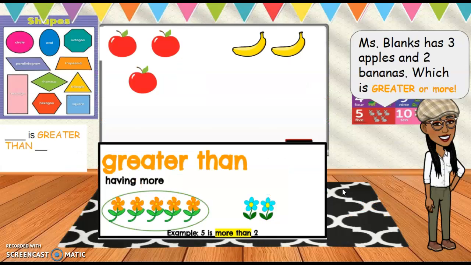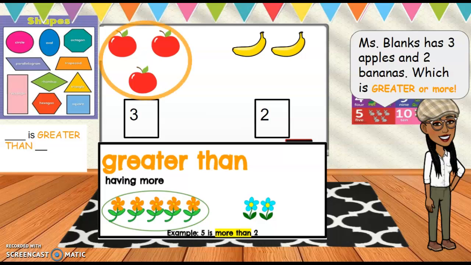All right, so here are some examples. You should be familiar with this because we did this before. It says Ms. Blanks has 3 apples and 2 bananas. Which is greater or more? There are 3 apples and there are 2 bananas. So which set of objects has more? The apples have more. And when we compare, just talking about the objects, we would say the apples are greater than the bananas. We know this because there are more apples and greater means more.